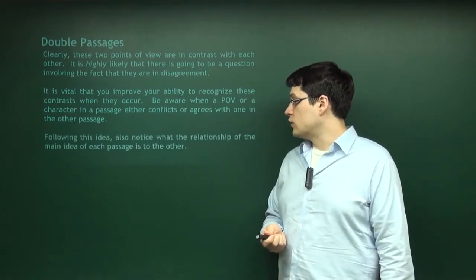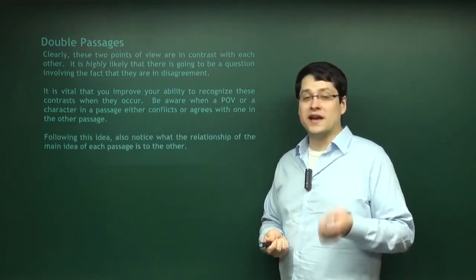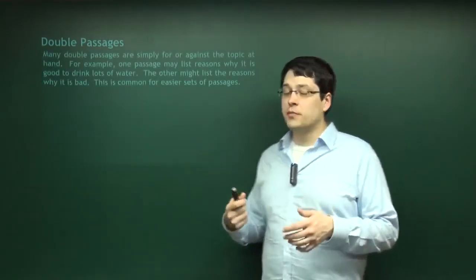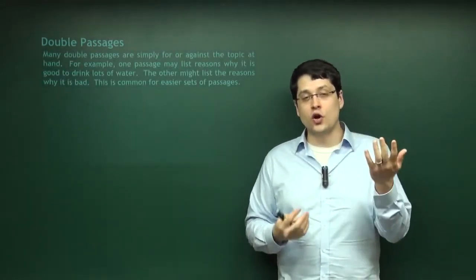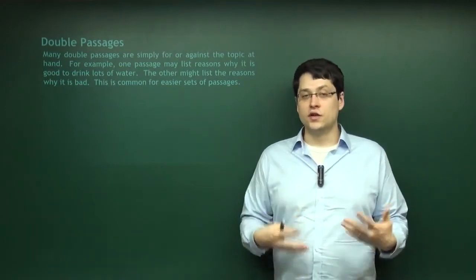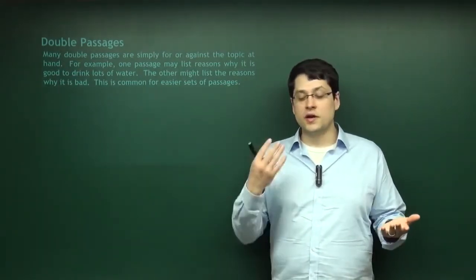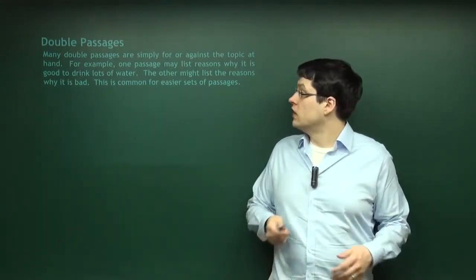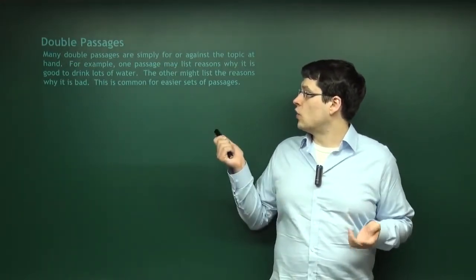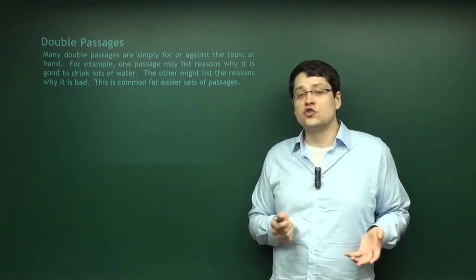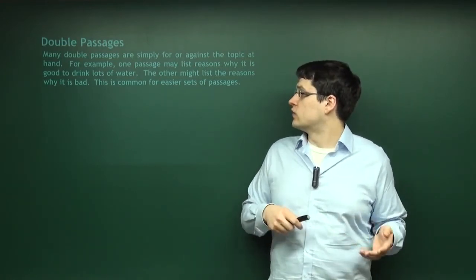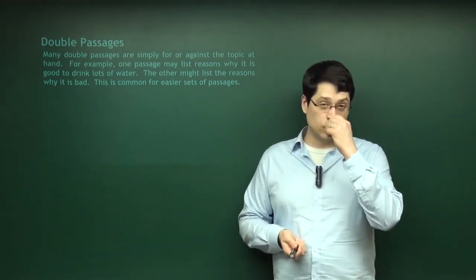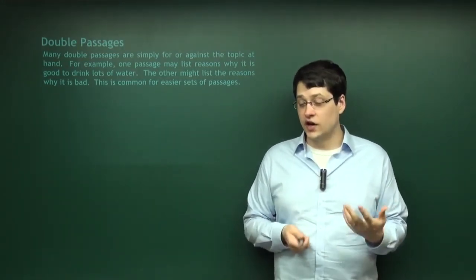And also notice what the relationship of the main idea of each passage is to the other one. Many double passages are set up in a pro-con contrast. Passage 1 is for the thing. Passage 2 is against it, or it'll switch and it'll start out against it and passage 2 will be for it. As it says here, one passage may list reasons why it's good to drink lots of water, and the other one would list reasons why it's bad to drink lots of water. This is really common, and the easiest ones are very obviously pro-con.